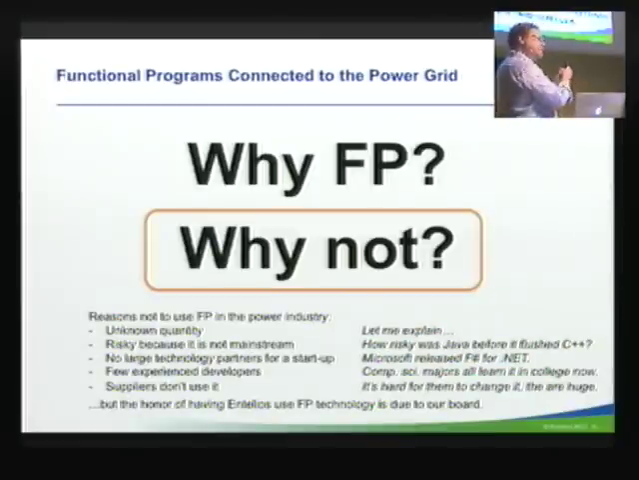And then you can say, okay, let me explain what it is, and also what examples of what has been done with it. And then they start to link into it. And the other thing is, it's risky because it's not mainstream, which is always the biggest hurdle, I would say, in general. But how risky was Java before it flushed out C++?